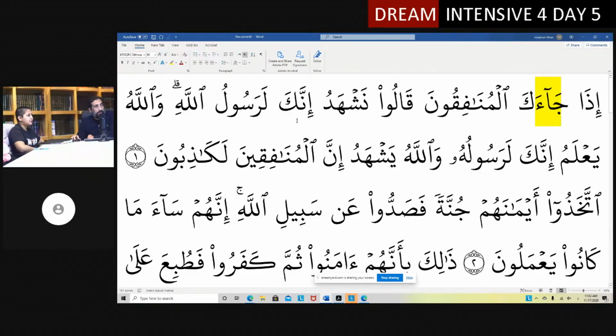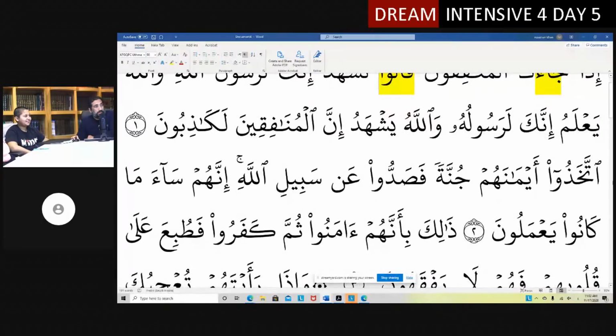And I'll just use the highlighter. The rocks on Uhud, they're so sharp. Yeah. What's left of Uhud? Yeah. I almost cut myself, I think.